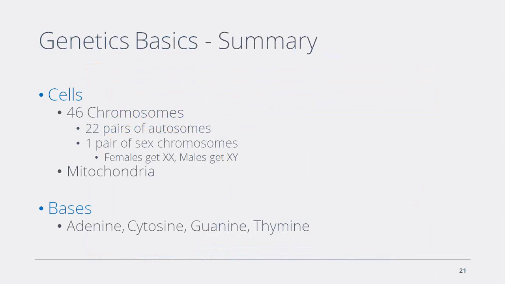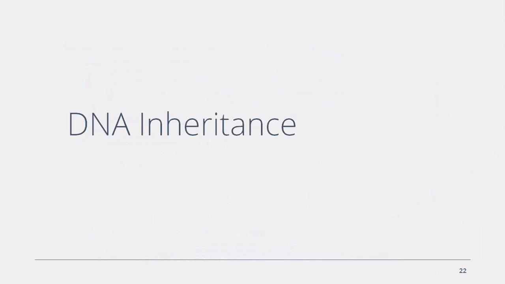So just to summarize all that really quick, in each of our cells we have 46 chromosomes, or 23 pairs. 22 pairs of those are autosomes. That's the vast majority of our DNA. The 23rd pair is the sex chromosomes. Females get two X's, males get an X and Y. Everybody has mitochondria from their mother, and the DNA is made up of those four bases. So that's it for a really quick genetics 101, just to give you some brief understanding.